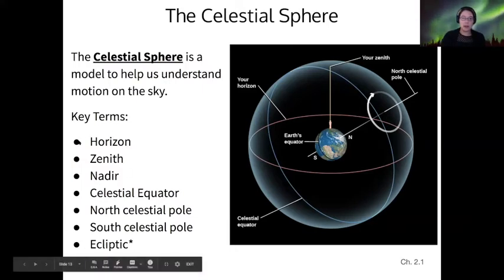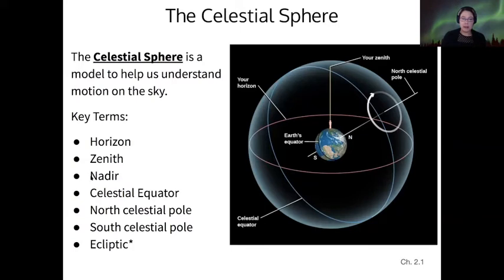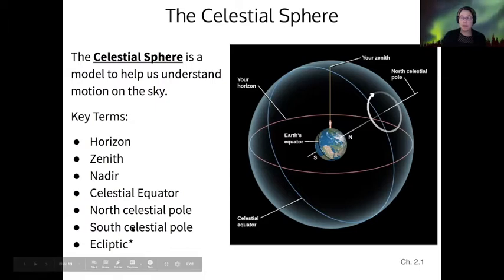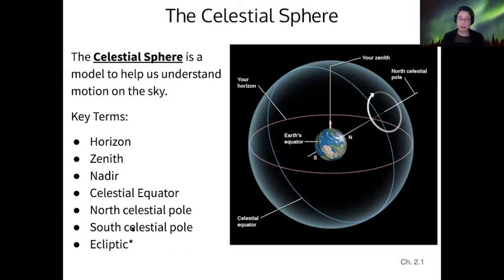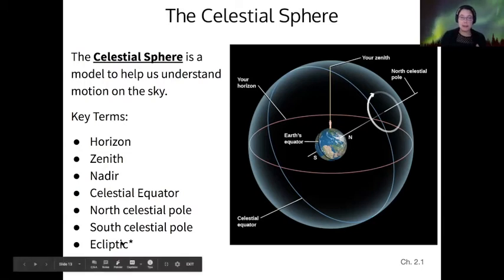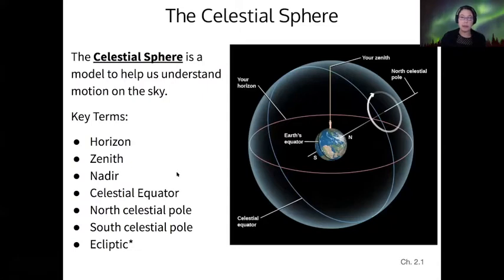So our horizon, zenith, and nadir are all things that depend on our position on the planet. And then the celestial equator, north celestial pole, and south celestial pole, those are all related to the sphere. So those are important coordinates on the sphere. And then the ecliptic is a special path. So we'll talk about all these terms and I'll show you exactly what they all mean.